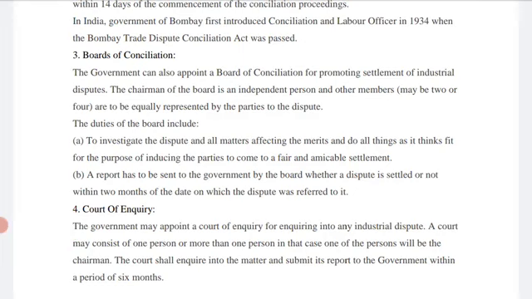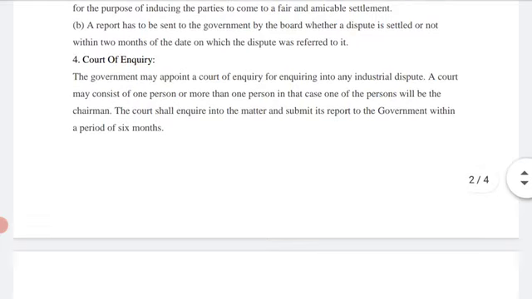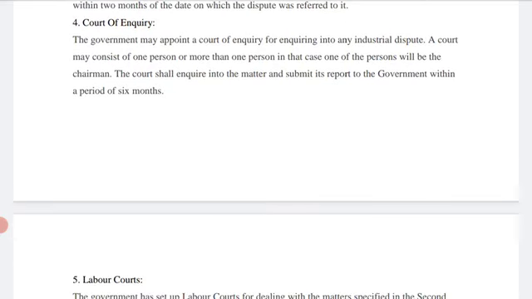The government may appoint a court of inquiry for inquiring into any industrial dispute. Court of inquiry is another body appointed by the government to have inquiry of such type of industrial dispute. A court may consist of one person or more than one person. In that case, one of the persons will be the chairman. Means this court is of one or more than one people.